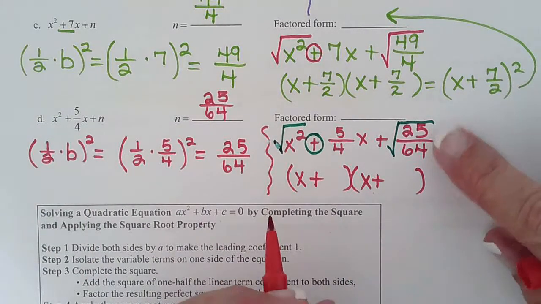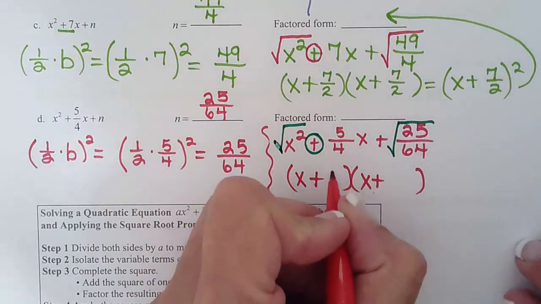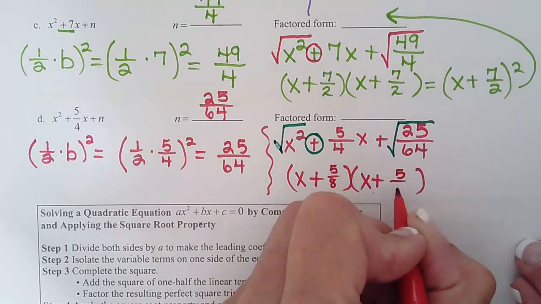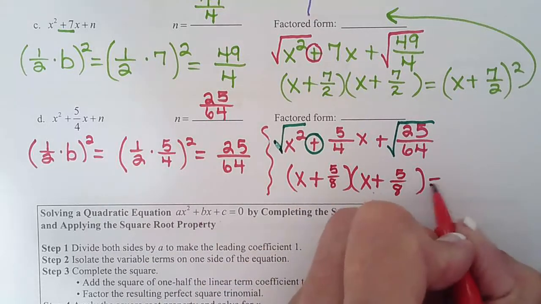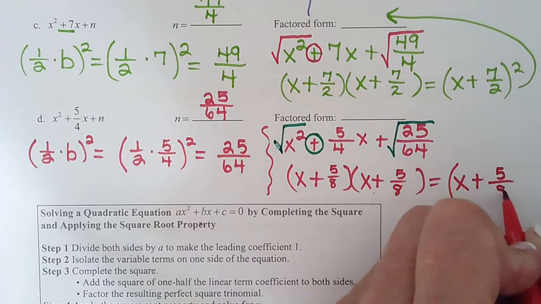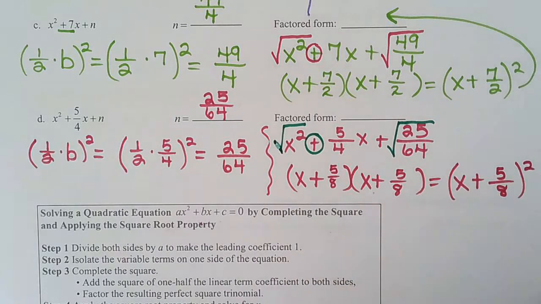Square root of 25/64 so it'd be 5/8. So 5/8 goes here and 5/8 goes here. So my answer is going to be x plus 5/8 squared. And that's the hardest part of completing the square. After you do that, it's just square root property.